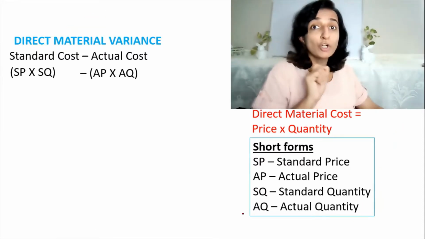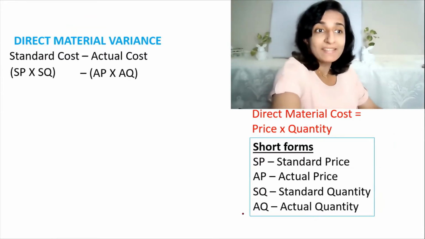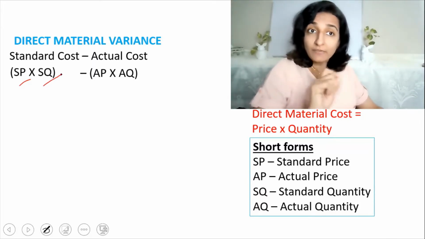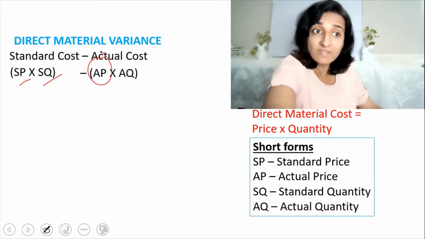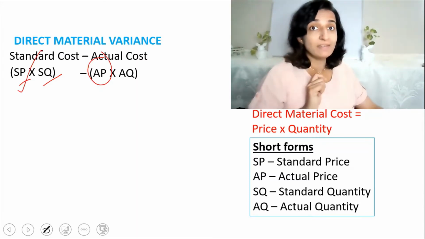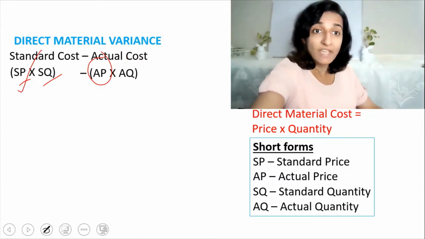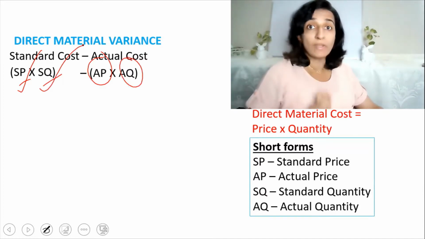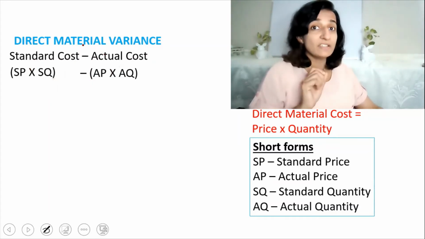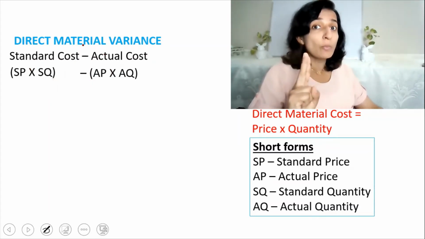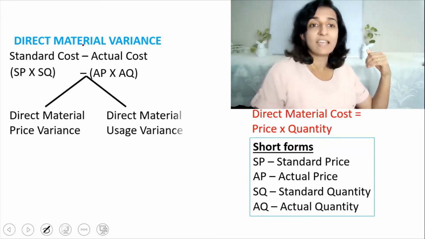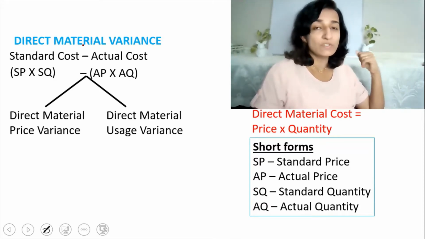So here we have 2 elements: one is the price and the other one is the quantity. If the actual price differs from the standard price, we have a variance there. And if the actual quantity differs from the standard quantity, we have a variance there too, which means that the direct material variance can be analyzed into 2 components: the direct material price variance and the direct material usage variance.